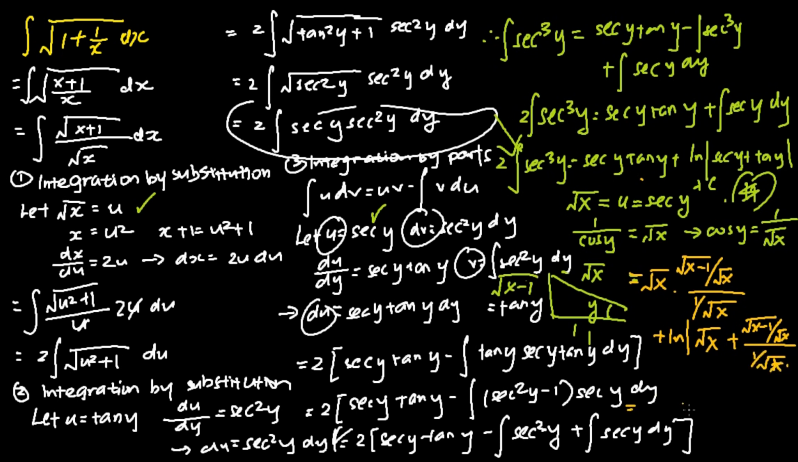Hence simplifying the whole solution, I get the square root of x times square root of x minus 1 plus the ln of square root of x plus the square root of x minus 1. And this is the final answer to the integral of square root of 1 plus 1 over x dx.